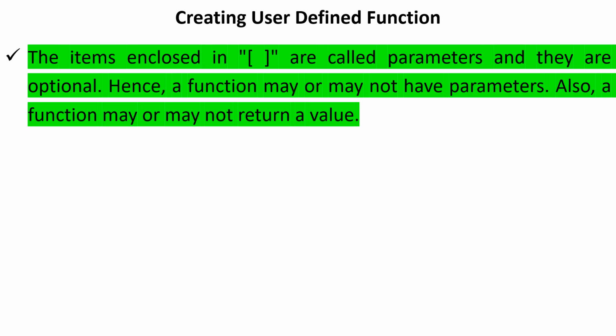Also, I have written a return value. This is also written in square brackets as I have shown now. That means this is also optional. That means a function may or may not return a value. If it is returning, then you are going to write that return statement. Otherwise, you are not going to write the return statement.